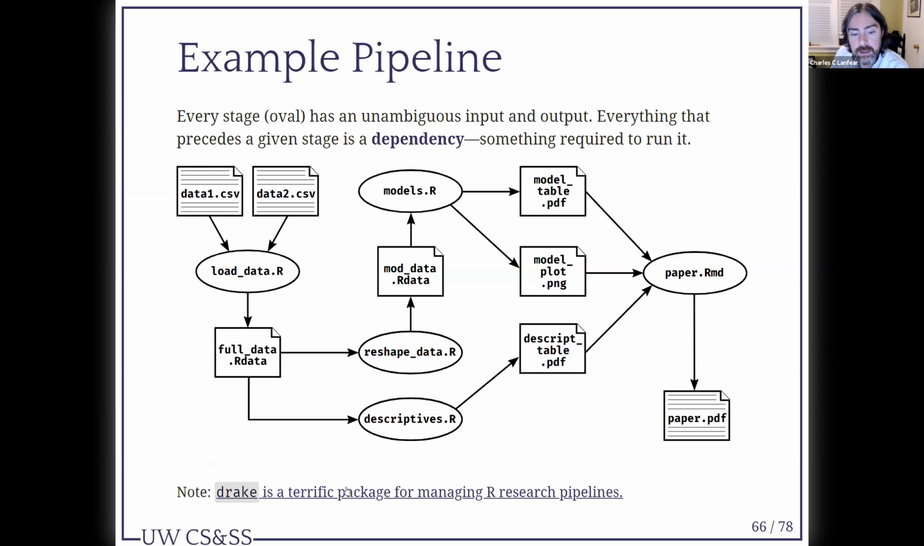The neat thing is, if you use something like the Drake package in R, it can automate the generation of graphs like this, and it can also automate rerunning dependencies further along. Drake knows, for instance, that if I modify this reshape data.r file, it has to rerun all subsequent things, and it automates the entire process. So if you're in really complex projects, something like Drake is really nice.